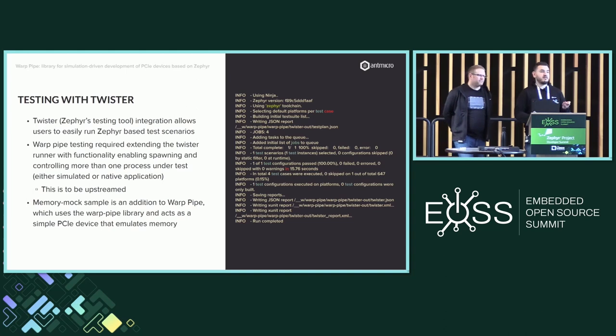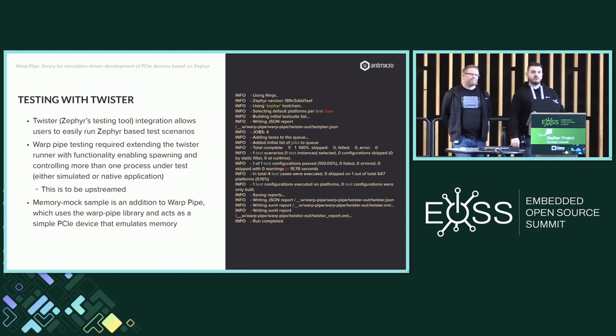So we had to extend Twister to actually handle that. The code is open. It's in our fork. It's to be upstreamed in the following weeks, I suppose. But the code is there. So if you want to use this feature, you can always defer to the forked version or the version that is provided with the test suite of the PCIe Warpipe. It's going to be upstream at some point.